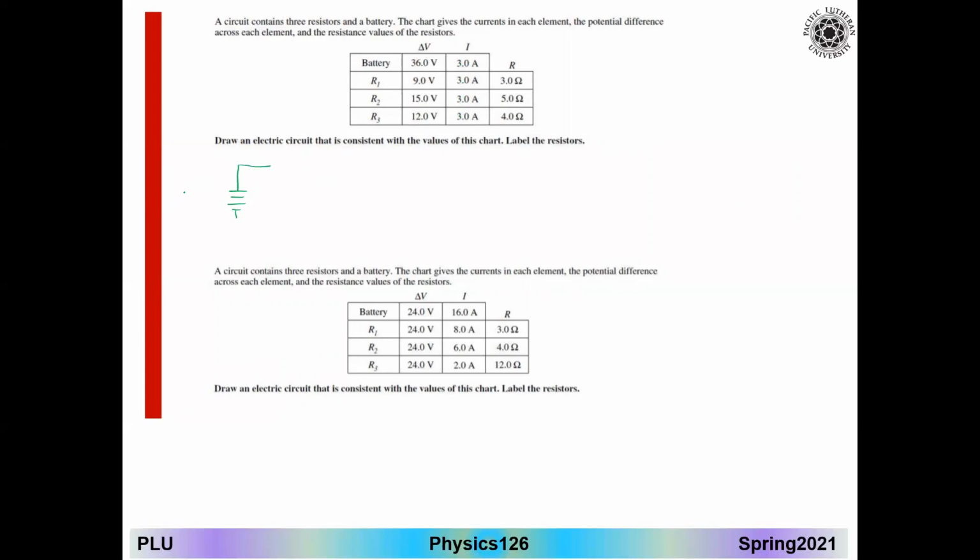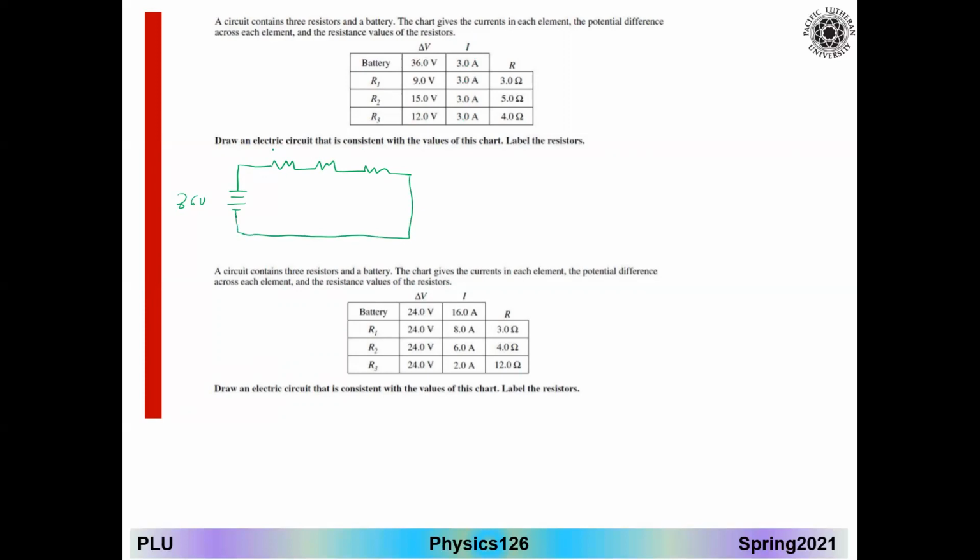And how much is the battery here? 36 volts. I have three resistors, R1, R2, and R3, which should be in parallel. I built this one based on the current value. They have the same value. Anything else? I have nothing else.